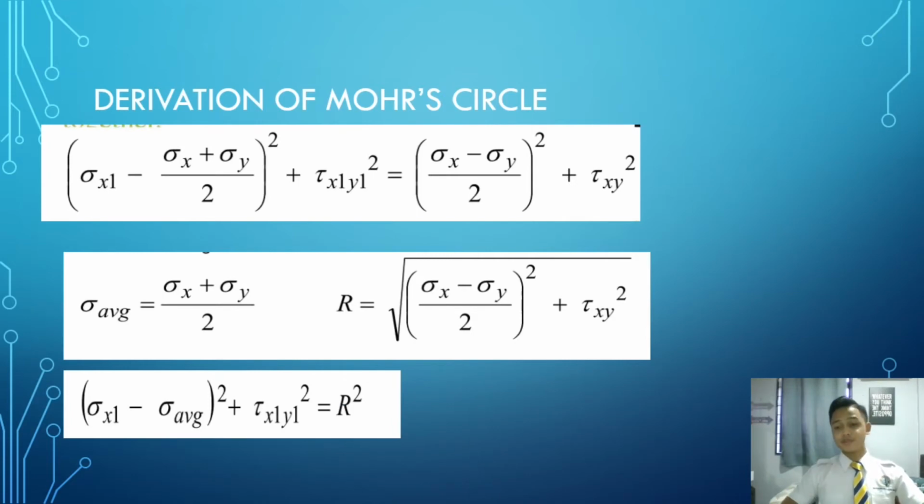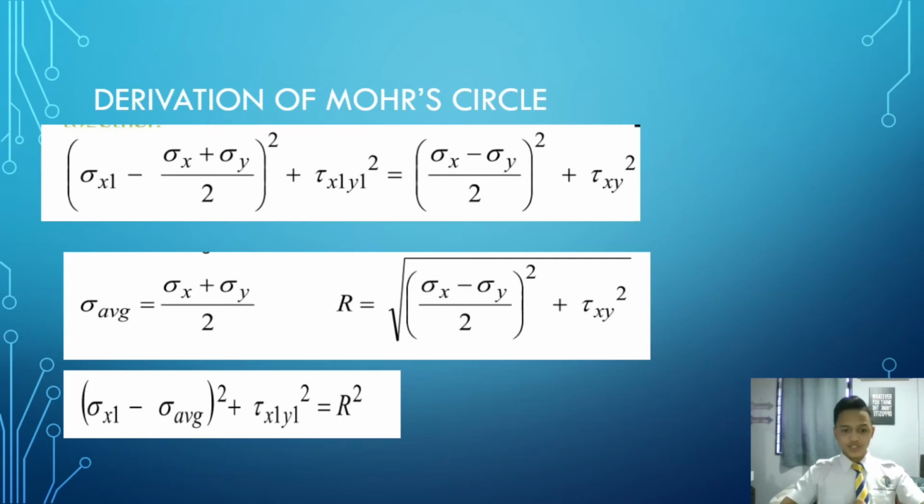Next, I will present the derivation of Mohr's circle. If we vary theta from 0 degrees to 360 degrees, we will get all possible values of sigma x1 and tau x1y1 for a given stress state. Eliminate theta by squaring both sides of equations 1 and 2 and adding the equations together.